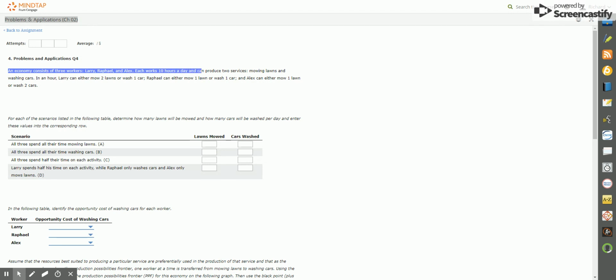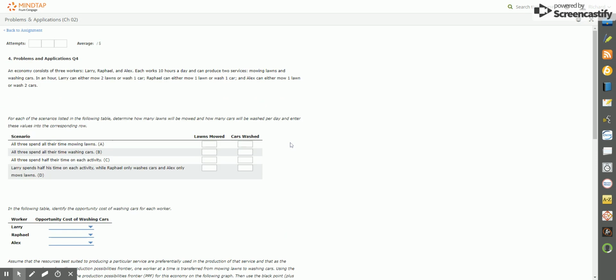Each worker has 10 hours a day and can produce two services, mowing lawns and washing cars. And it says that in an hour, Larry can either mow two lawns or wash one car. Raphael can either mow one lawn or wash one car. And Alex can either mow one lawn or wash two cars. So this gives an idea about what they can do and how much time it takes.